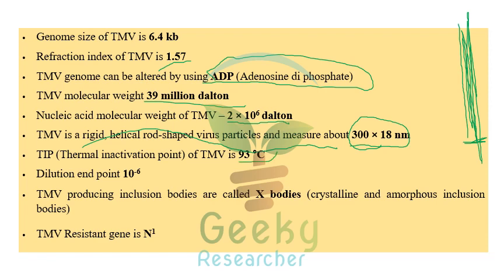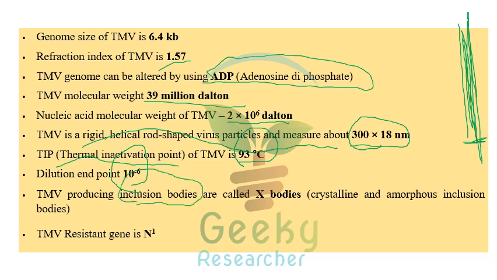Now the thermal inactivation point. If you want to kill tobacco mosaic virus, we need to heat up to 93 degrees centigrade. Most plant viruses can be killed in the range of 55 to 70 degrees centigrade, but TMV can withstand up to 93 degrees centigrade. So the thermal inactivation point of TMV is 93. Dilution endpoint is 10 to the power of 6, and TMV produces inclusion bodies.